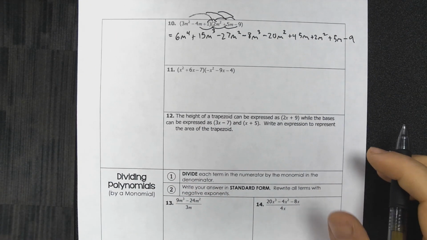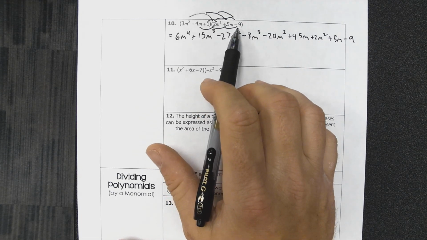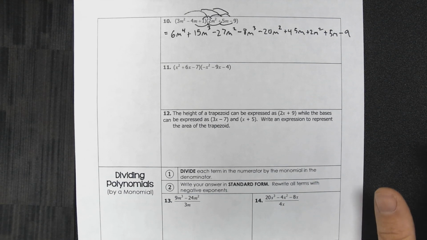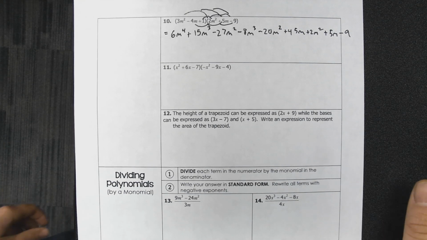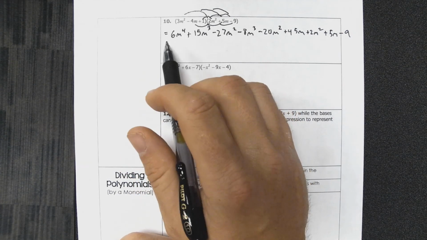So you want to go ahead and distribute everything. I multiplied everything by 3m squared, everything by negative 4m, everything by 1. I've exhausted all the multiplication, so I've covered all the bases. And then this is combining like terms. We talked about this back before spring break.